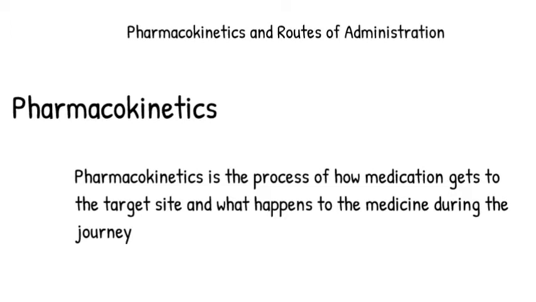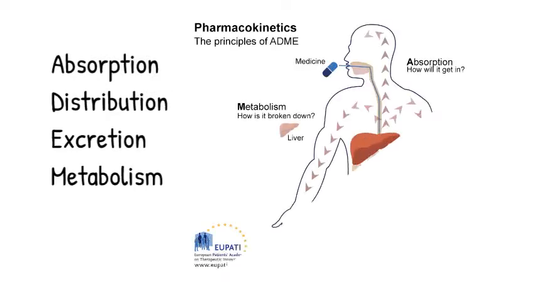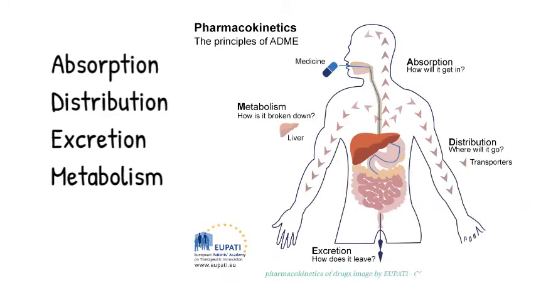Pharmacokinetics is a process of how medication gets to the target site and what happens to the medication during the journey. So pharmacokinetics follows a drug cycle, and that involves absorption, distribution, excretion, and metabolism. This is the drug cycle that pharmacokinetics follows the pathways of. So first, we're going to talk about absorption.